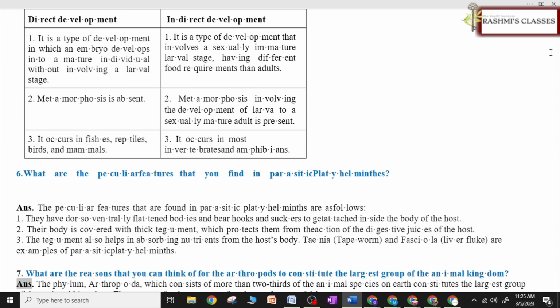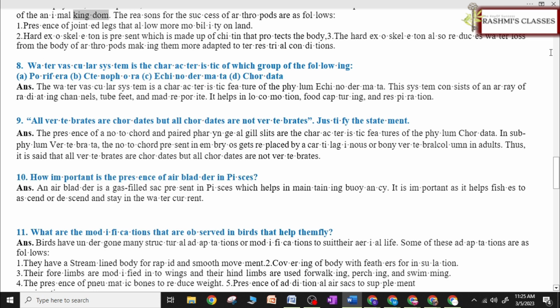ANS. The phylum Arthropoda, which consists of more than 2/3 of the animal species on Earth, constitutes the largest group of the animal kingdom. The reasons for the success of arthropods are as follows. 1. Presence of jointed legs that allow more mobility on land. 2. Hard exoskeleton is present, which is made up of chitin that protects the body. 3. The hard exoskeleton also reduces water loss from the body of arthropods, making them more adapted to terrestrial conditions.